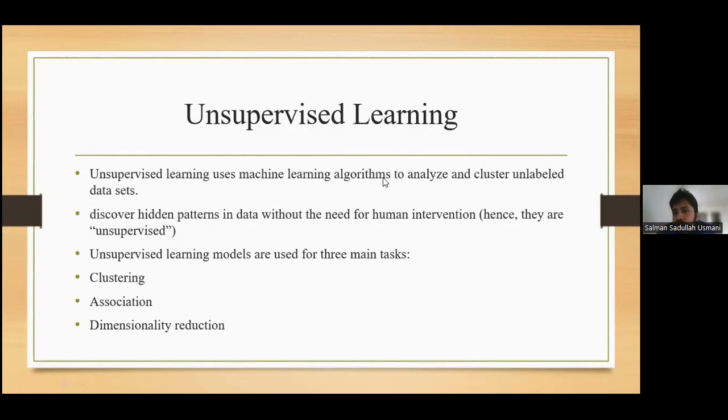The main word here is label. I should have bolded or changed the color of this word, unlabeled data, because it is the most important word about unsupervised learning. It deals with unlabeled data, so humans do not interfere with the input data. It will be explained more in the next example. Unsupervised learning models are used for three main tasks: clustering, association, and dimensionality reduction. As I said, association is sometimes taken as a different type of machine learning in some textbooks, and in some it is part of unsupervised learning. I have put it in unsupervised learning.